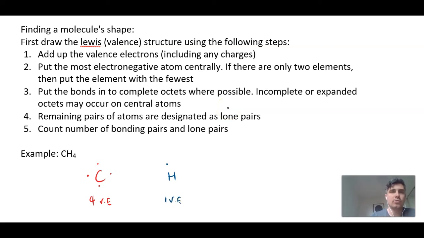So now if I draw these, I'm going to put the most electronegative atom centrally, but if there's 2 elements only, just put the element that you have the fewest of. So in this case, that's the carbon that I have the fewest of. So I'm going to put the carbon in the middle, and I'm going to draw carbon's electrons on the outside here. So it's good if you can rub these out and arrange them as you need, but I'm just going to start by putting them there. Then I've got 4 hydrogens around the outside.